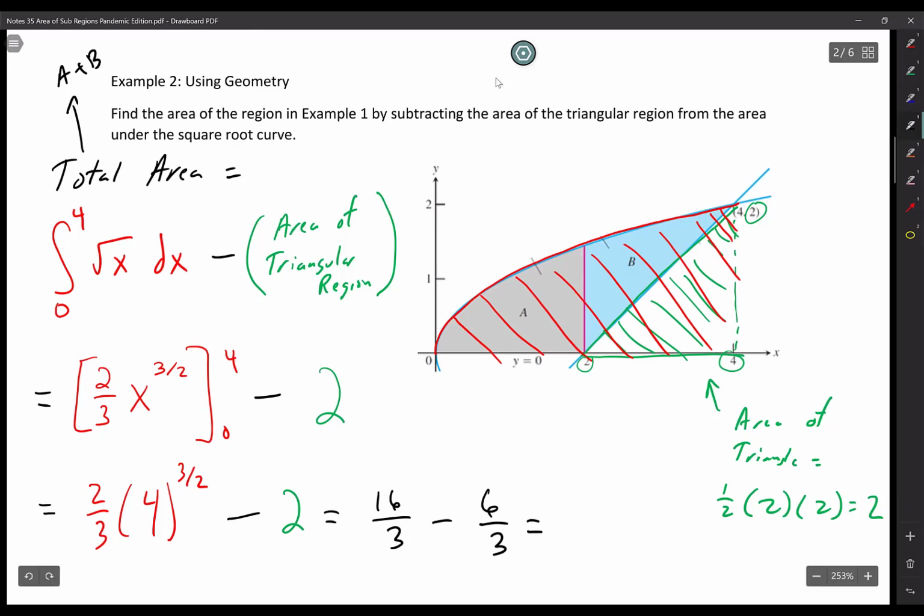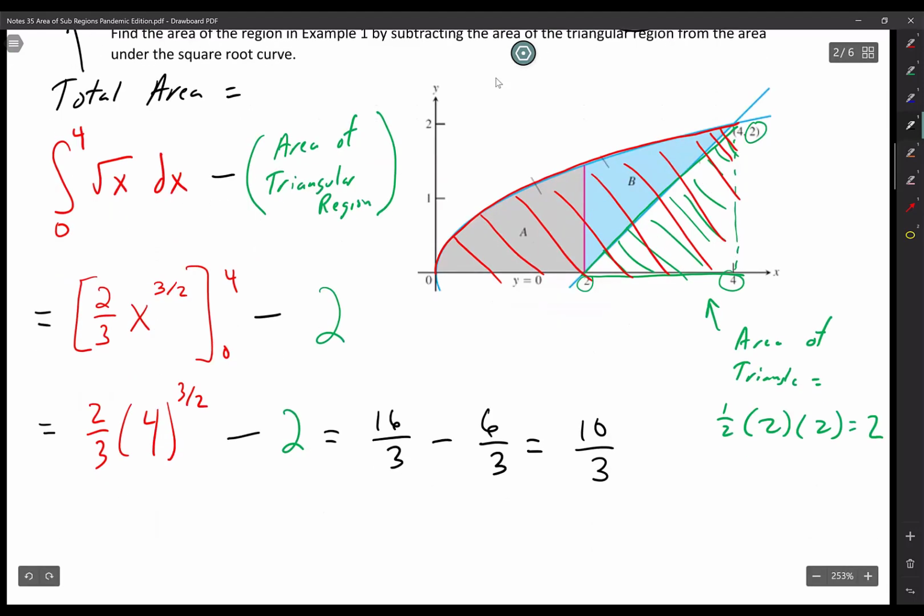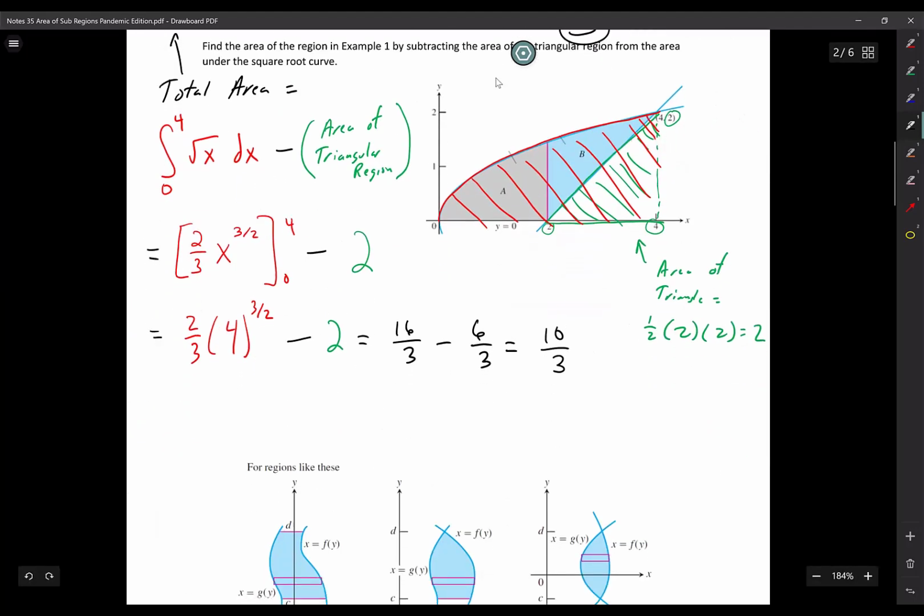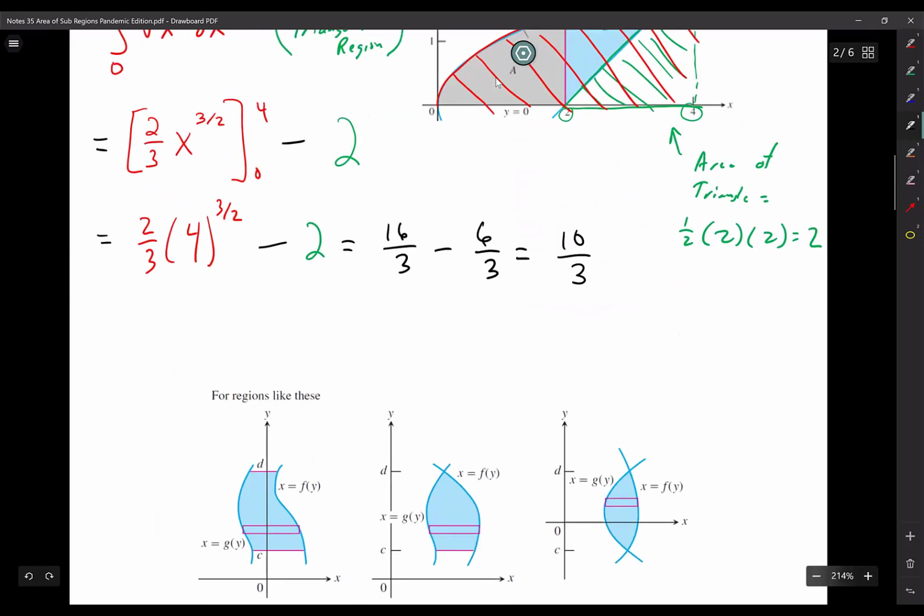And then 16 minus 6. Oh, look at that. 10 over 3. We got the same answer, guys. Happy face. I thought that was pretty cool. I hope you guys think it's pretty cool too. All right. Well, there's another method, as you guys can see.